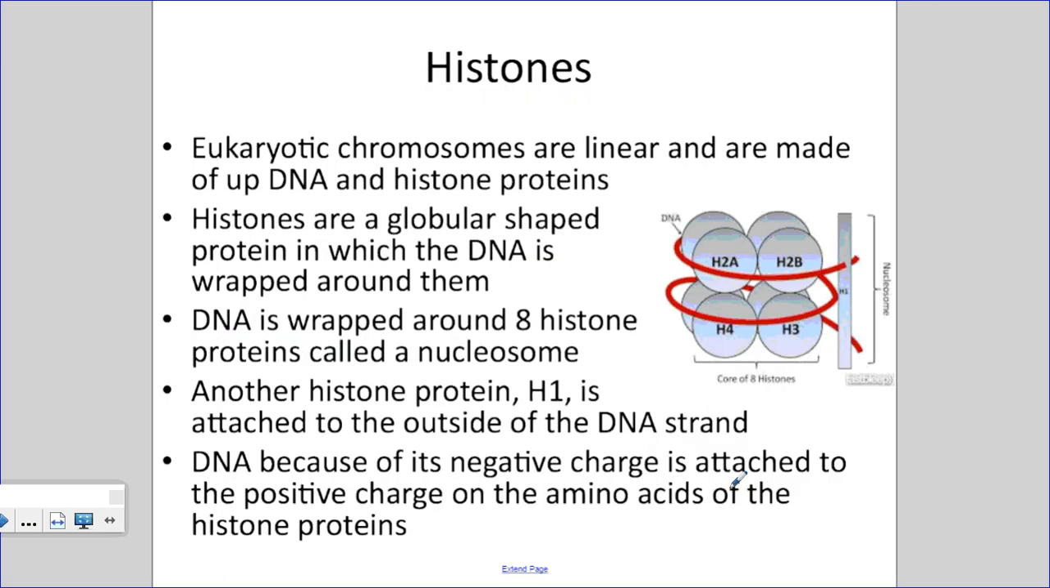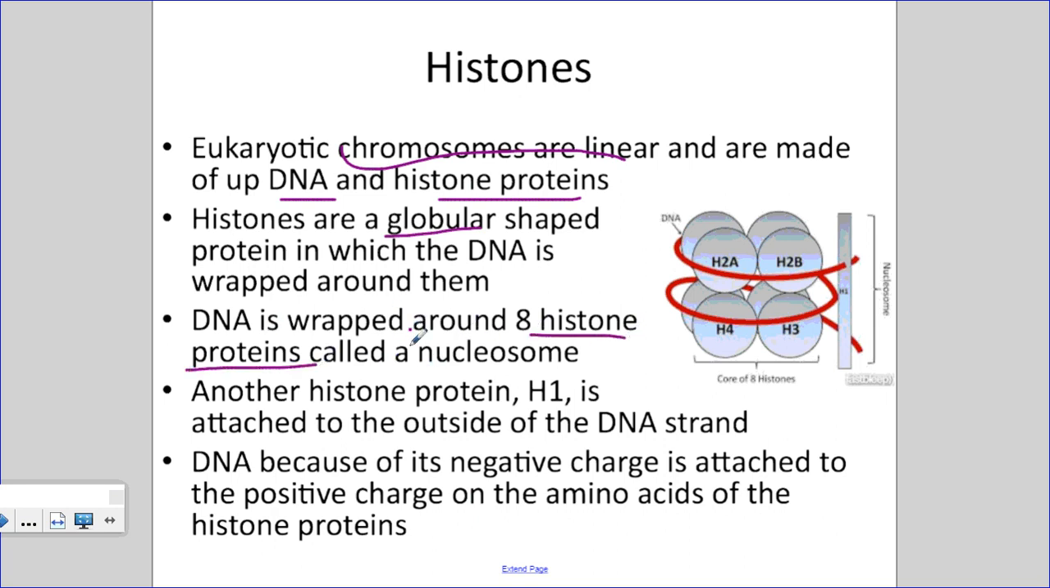So with those histones, eukaryotic chromosomes are linear and made up of DNA and histone proteins. Those histones, as mentioned before, are globular shaped with DNA wrapped around them. So you get DNA wrapped around 8 histone proteins.